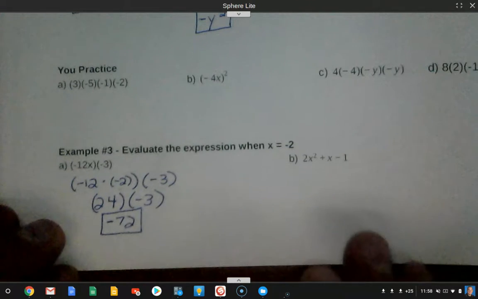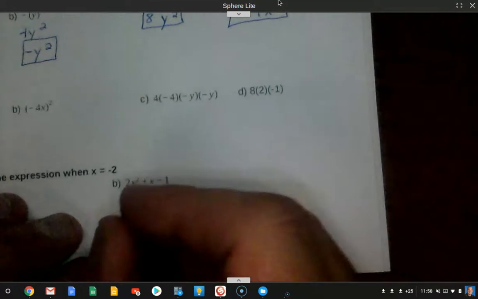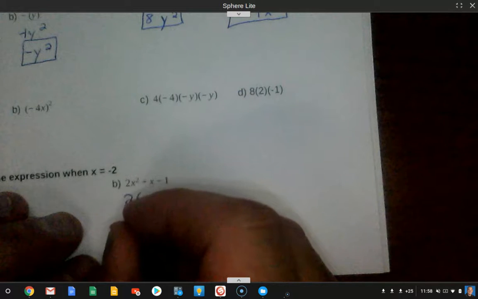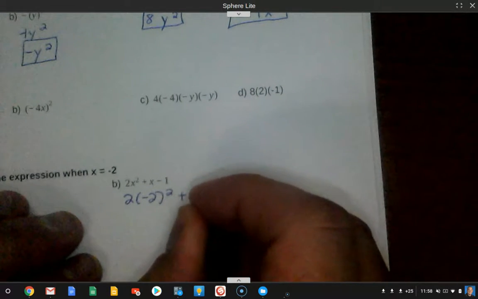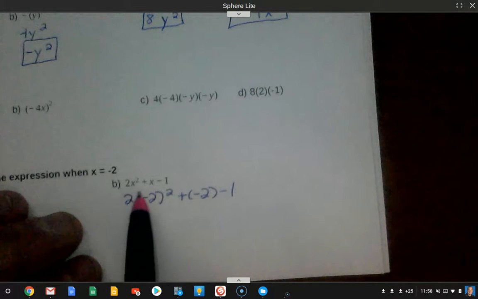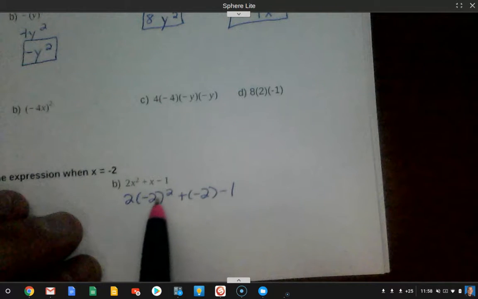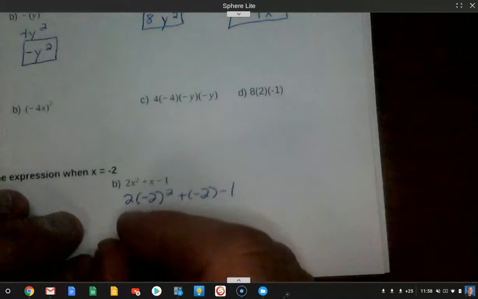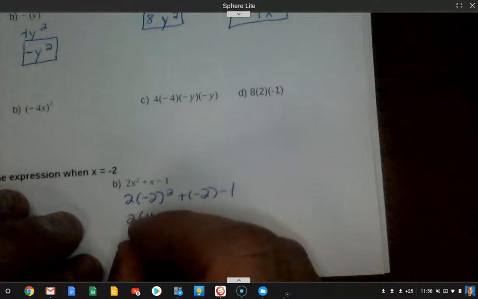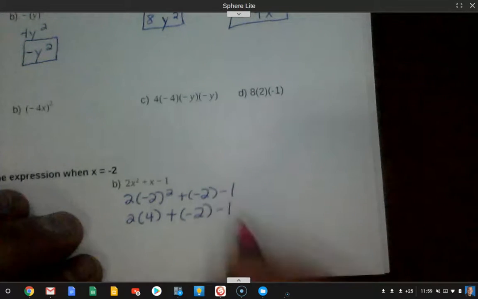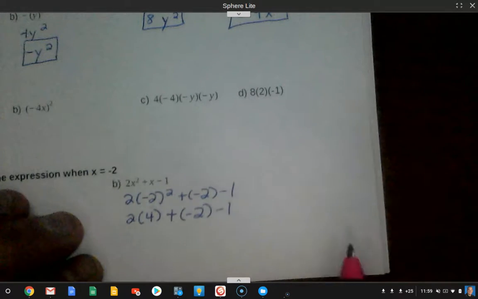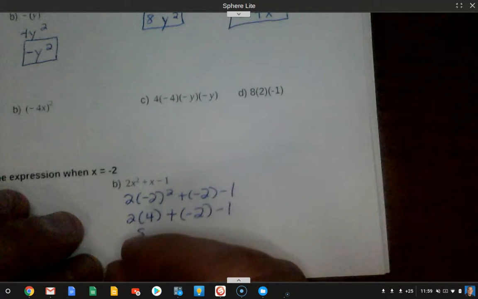Let's do the second one, part B. So if I do negative 2, it's going to be negative 2 squared plus negative 2 minus 1. Now notice, only the negative 2 is being squared, not the 2. We have to do the exponent before we multiply, so negative 2 times negative 2 gives you positive 4. Order of operations tells us we need to do multiplication first, so 2 times 4 is 8.